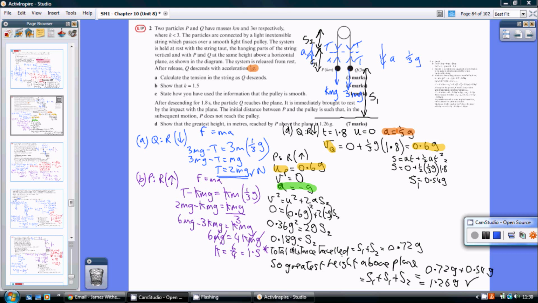So the distance travelled is an S1 plus an S2, but because we're taking the distance above the plane, we're adding on that other S1. So the final height that P gets to, to reiterate, is an S1 to its starting position, another S1, the journey it did as Q hits the ground, and then finally S2, the journey it does when it's on its own fighting against gravity. So I hope that's cleared things up for you guys.